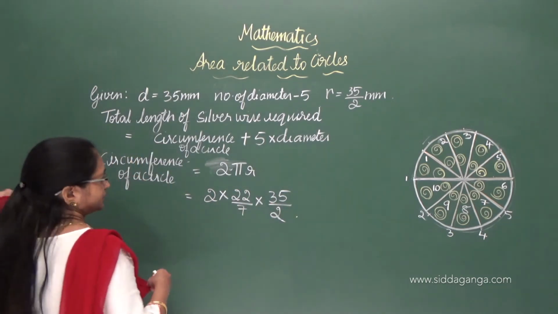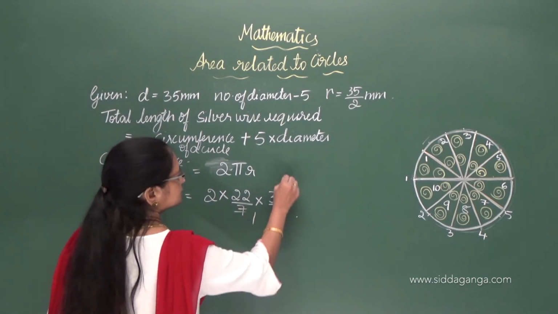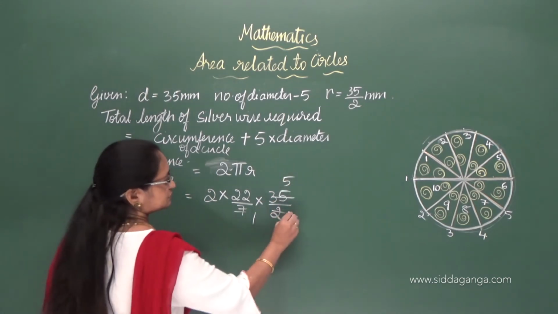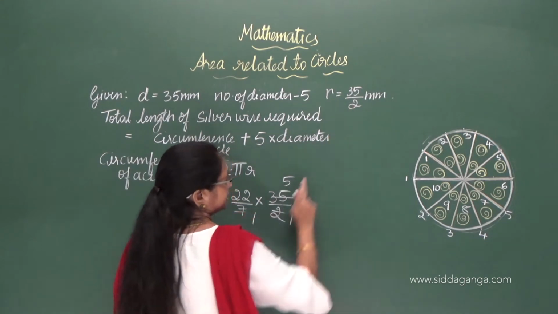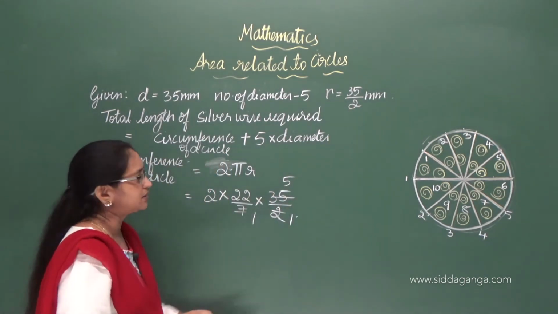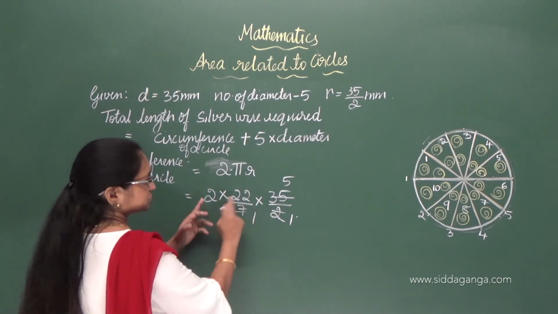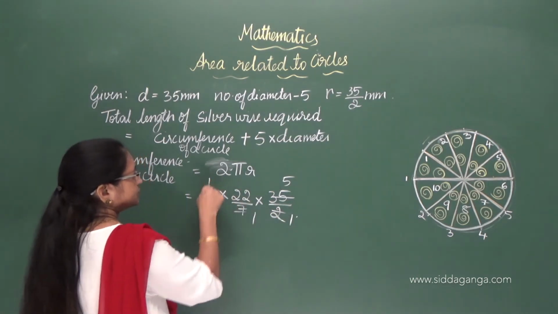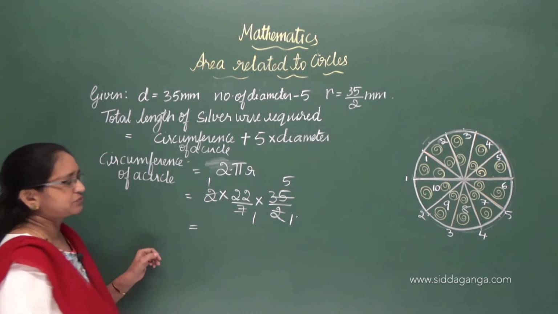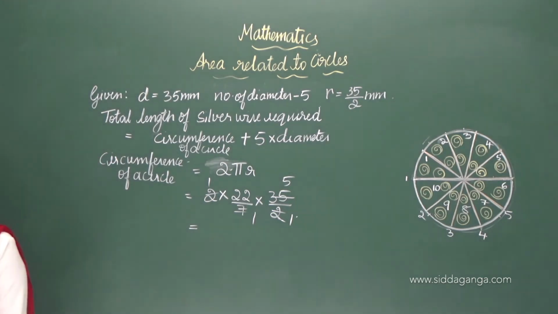Okay. Now here 7 ones are 7, 7 5s are 35. See, if it is a decimal point, then here you have to multiply. Instead of that, I have kept 35 by 2 as it is. Okay, it will be easy for us to cancel. 2 ones are 2, 2 ones are 2. So 22 by 5, 22 into 2.